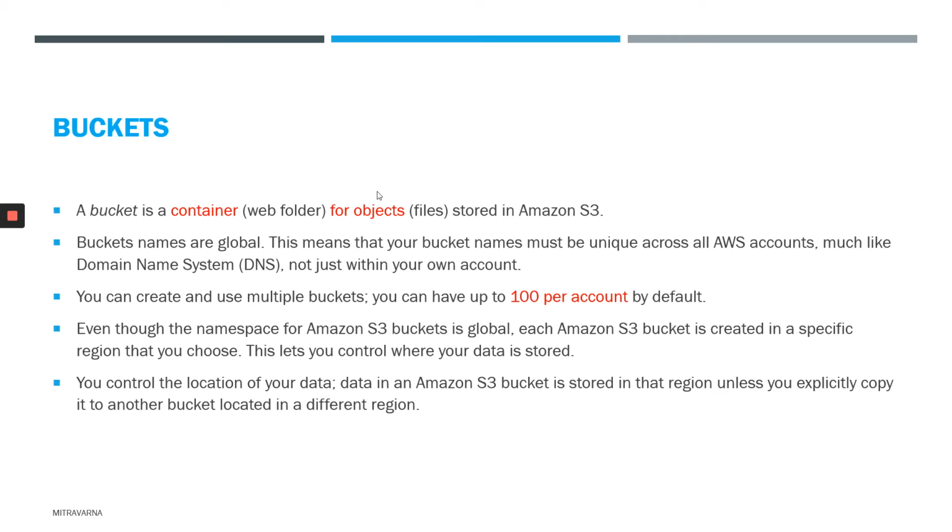Even though the namespace for Amazon S3 buckets is global, each Amazon S3 bucket is created in a specific region that you choose. This lets you control where your data is stored. You control the location of your data. Data in the Amazon S3 bucket is stored in that region unless you explicitly copy it to another bucket located in a different region, which means we have to copy all the objects into some other location, otherwise it will not be done automatically. And you can create up to 100 per account. This is also one of the important points.